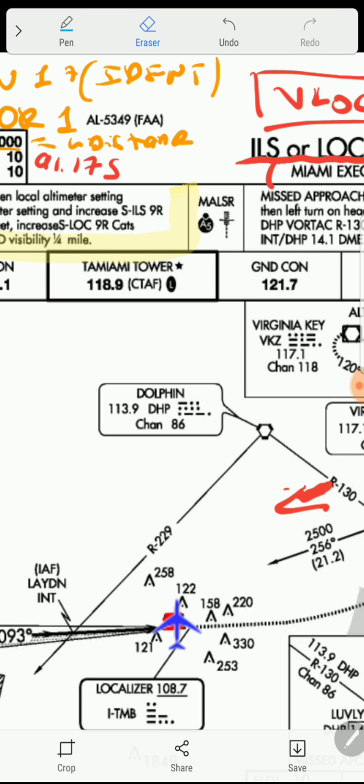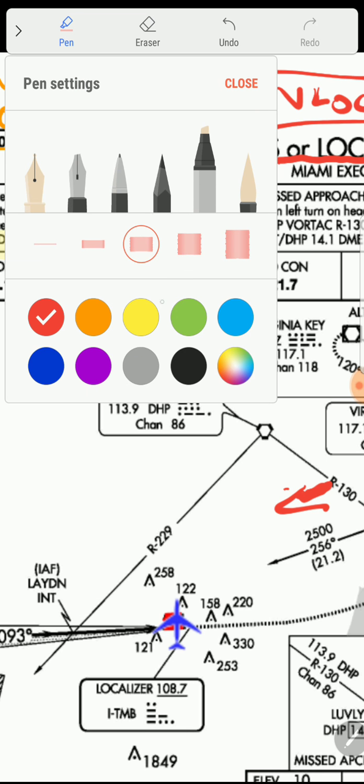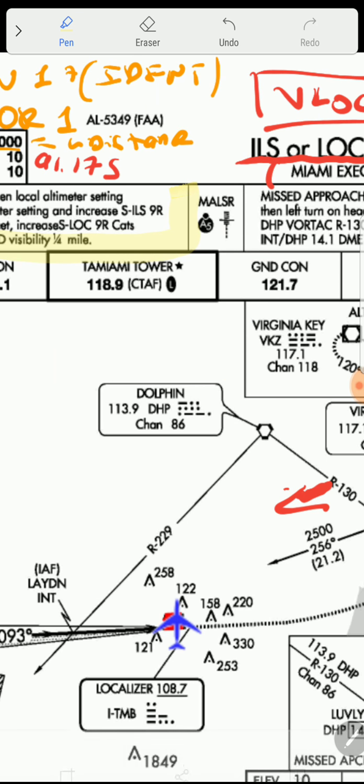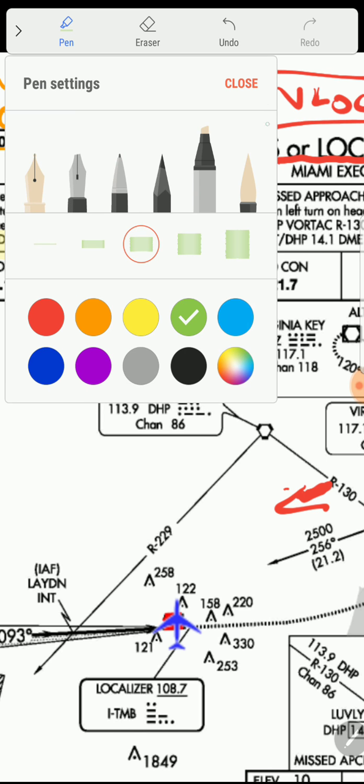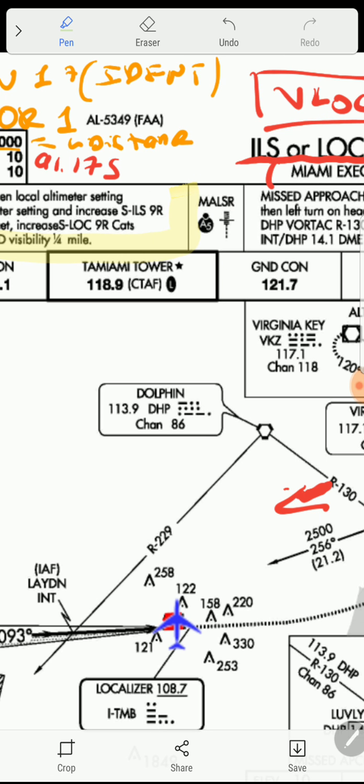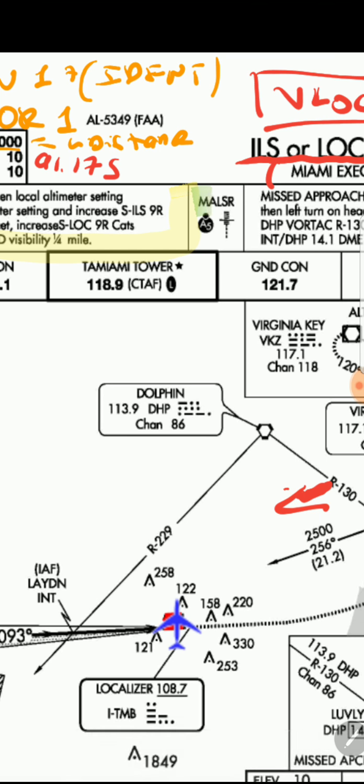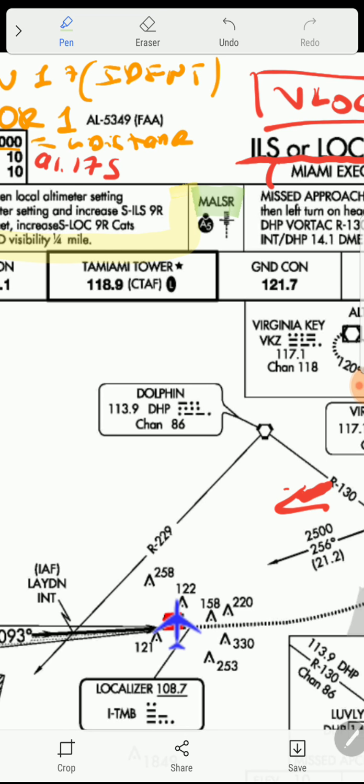First, what does MALSR stand for? Remember? Medium intensity approach lighting system with rail. That's what the R at the end is.